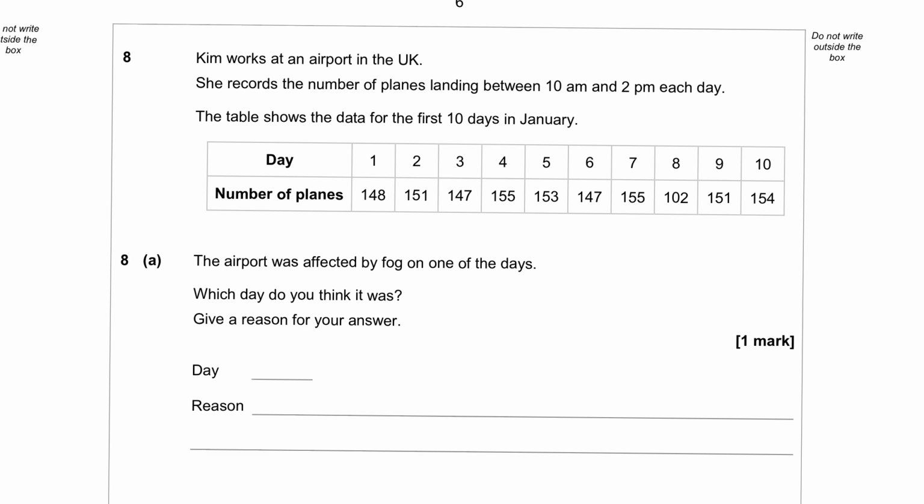Well, if there was fog, you would have fewer planes land because it's poor weather, it's too much of a risk. So really and truly, we're looking for the day that has the lowest number of planes, which is day number 8. The reason why is because 102 is an outlier. If you look at the rest of them, notice how they're like 150, 148 kind of thing, but 102 is just so out of place. That's another way of knowing that it's the odd one out. So 102 is an outlier, or you could just say it's the odd one out.